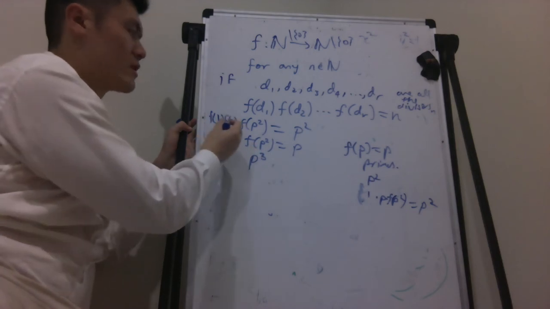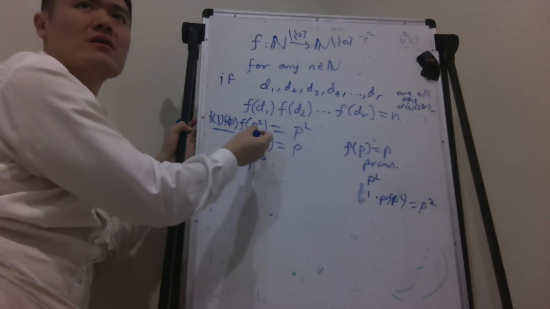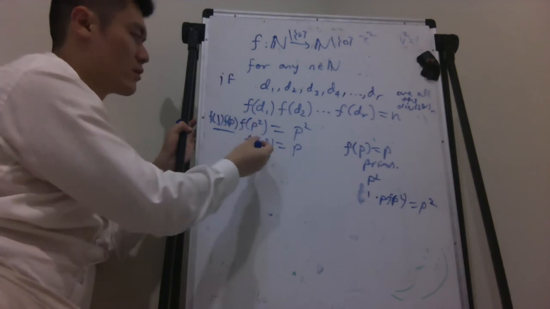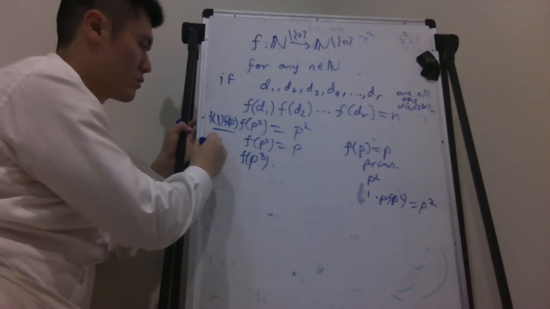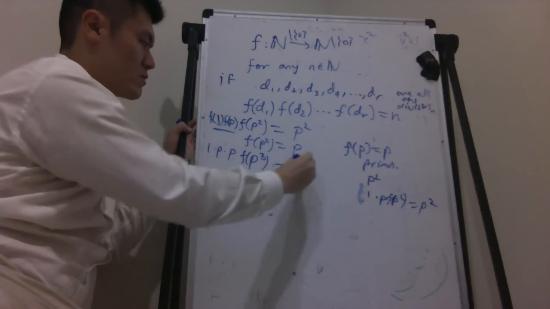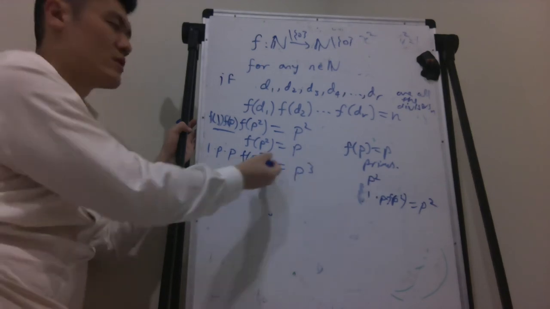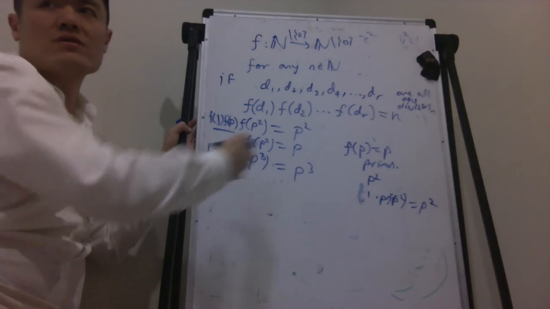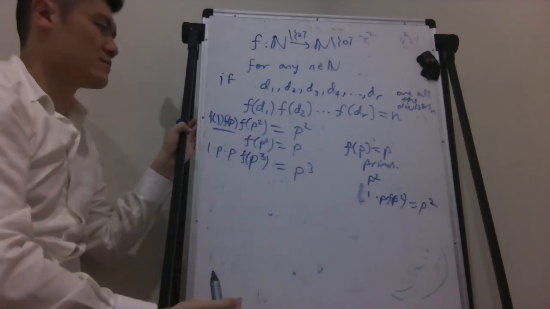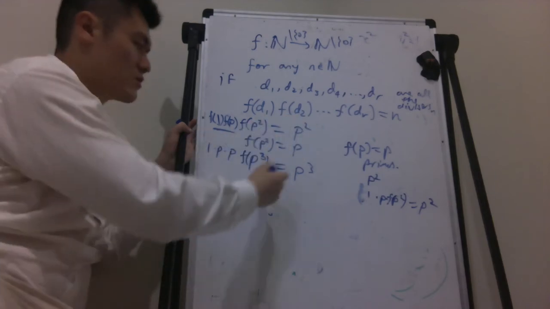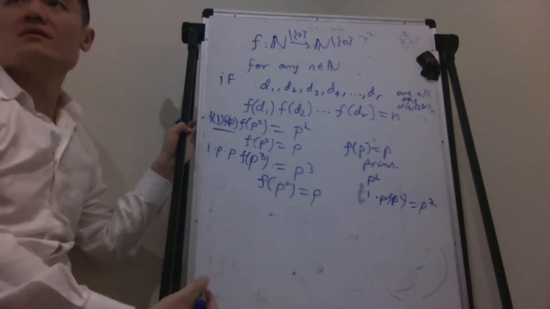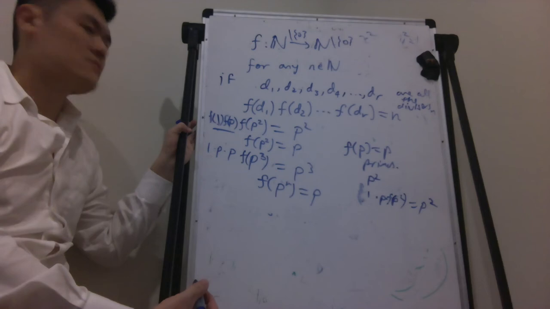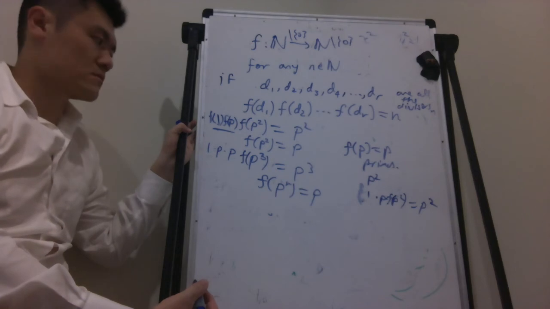You have f of 1, f of p, f of p squared, f of p cubed, right? But we know that all of them up to f of p squared are equal to p, yeah? So we know 1 times p times p equals p cubed, right? So that forces f of p cubed to be p as well. So if you continue, you have f of any prime power equal to p. Okay? That screws my solution up, I think.